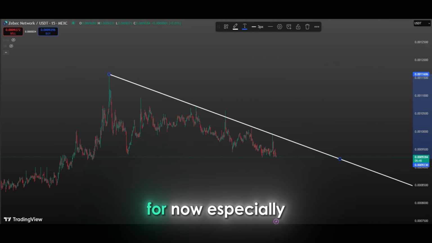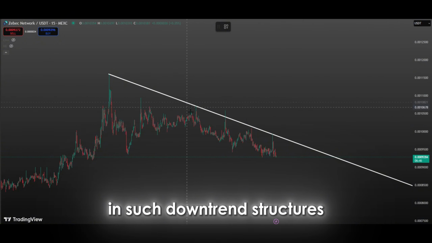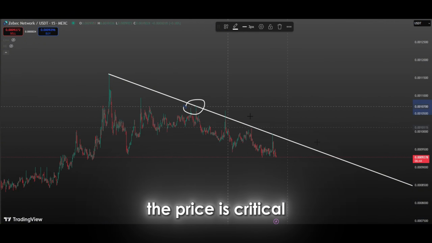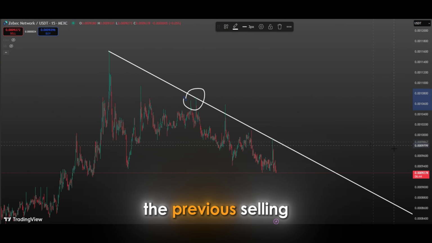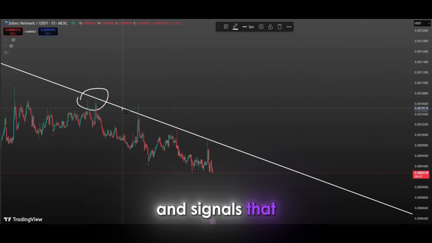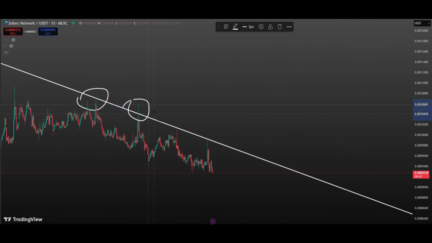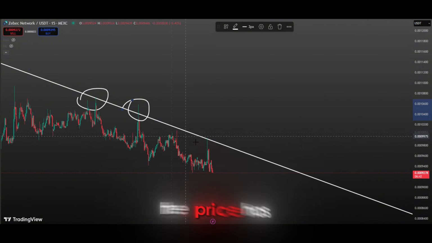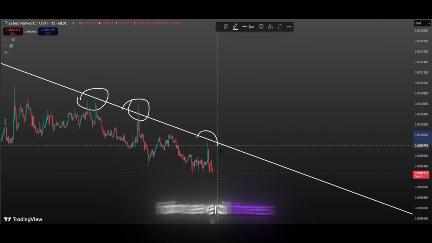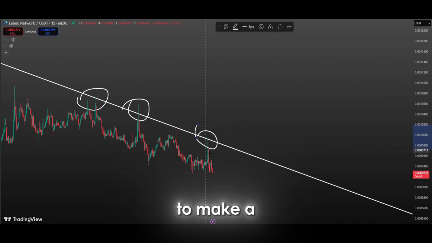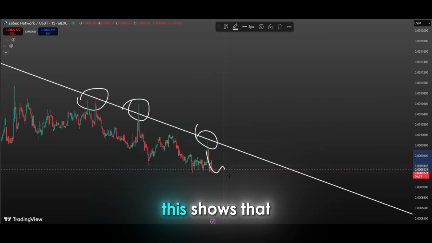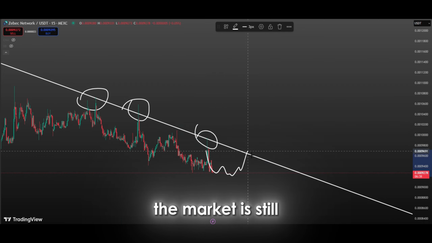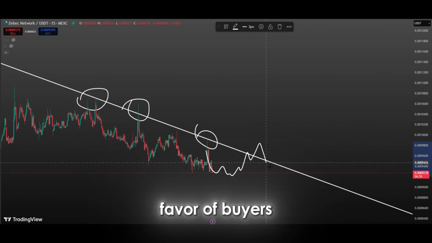point for now. Especially in such downtrend structures, each contact of the price is critical, because each contact erodes the previous selling pressure a little more and signals that buyers are gaining strength. It's a similar situation at the moment. The price has been attacking above this downtrend several times, but has yet to make a permanent breakout. This shows that the balance of power in the market is still not completely in favor of buyers.